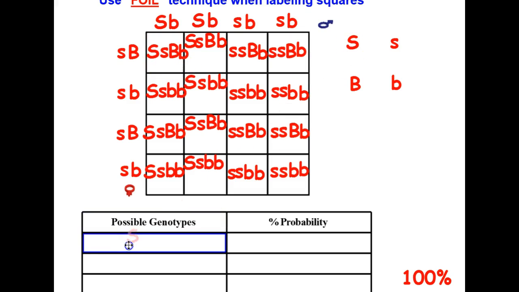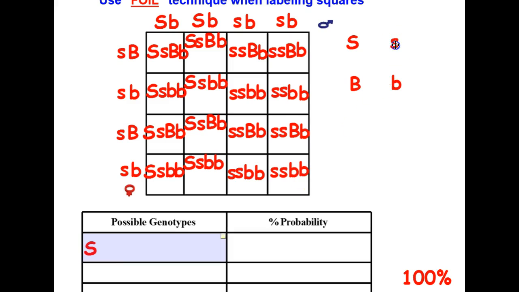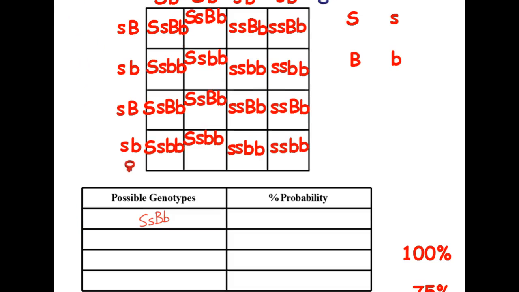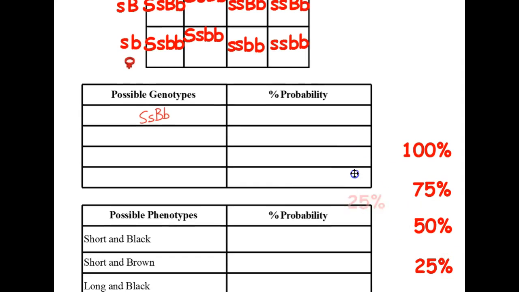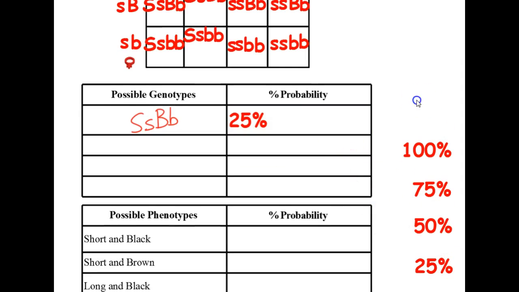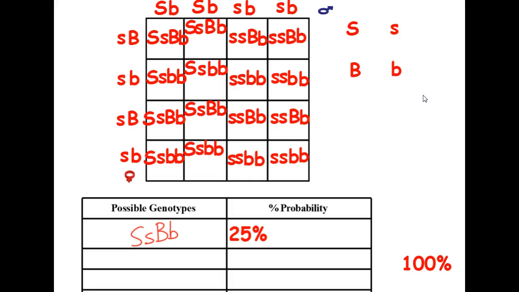We have a big S, little s, and then we count how many of those do we have. We have 1, 2, 3, 4. I don't see any others. So that's 4 out of a possible of 16. Well, 4/16 is 1/4, which would be 25%. So we have a 25% chance of having that possible genotype.